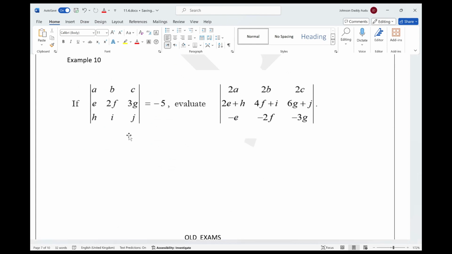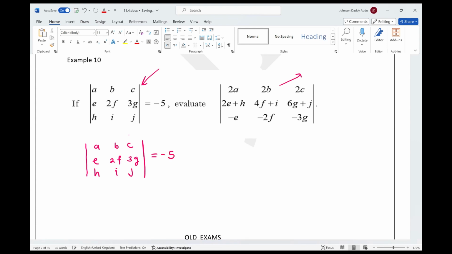So let's use this to answer example 10. If you look at example 10, you are given that this determinant is equal to 5, right? So we want to use this to evaluate this determinant. What that means is we have to find a way to go from here to here. So let's start with this one. This is what we have: A, B, C, E, 2F, 3G, H, I, J. This determinant is minus 5.